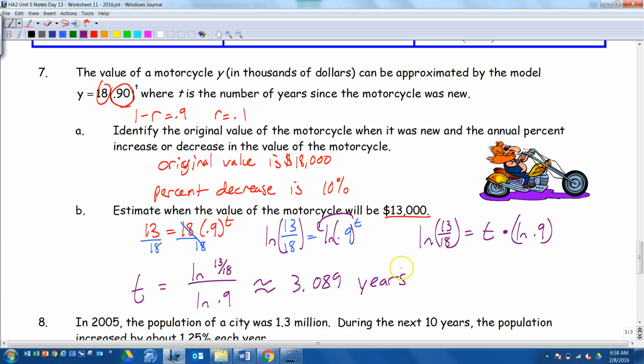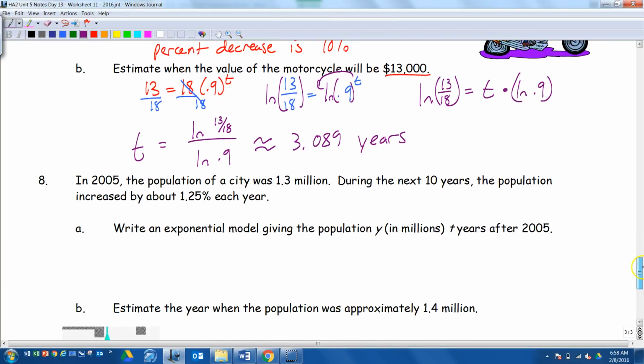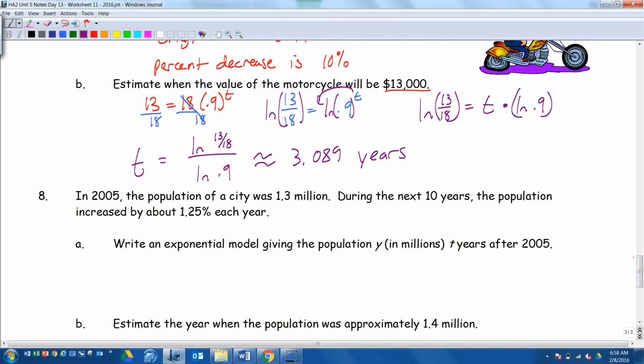And we did not have to use our graphing anymore. That's what logs let us do. They let us solve these problems without using the calculator in terms of graphing.